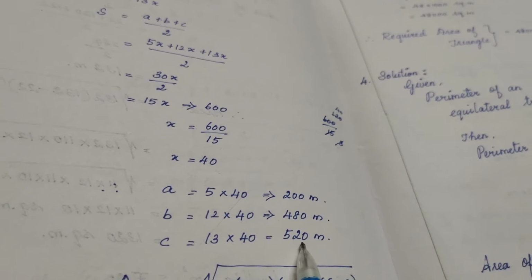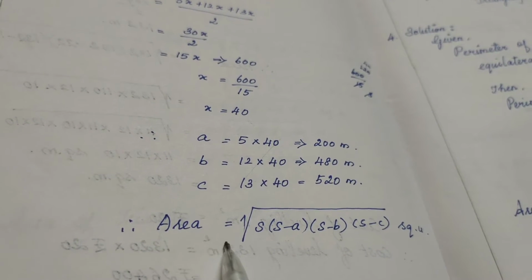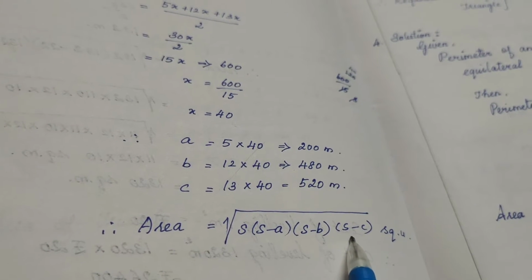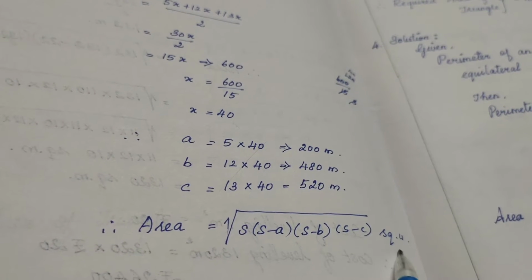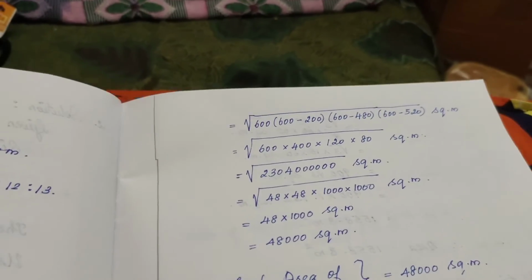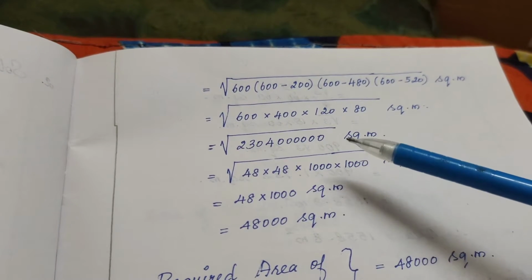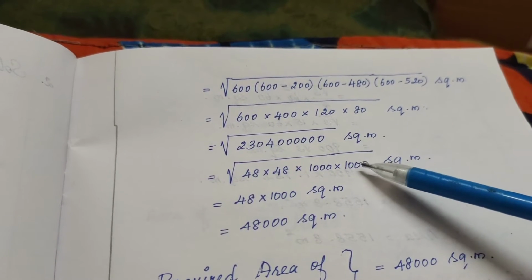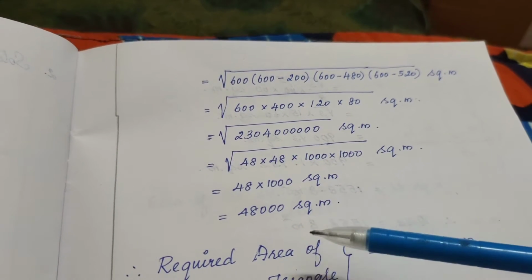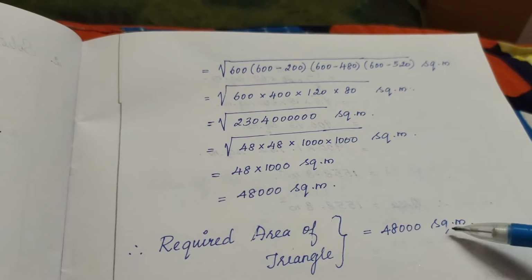Now we have to find the area of the triangular plot. That is area of a triangle equal to root of S into S minus A into S minus B into S minus C square unit. Then in the next step we are substituting the values of S and A. From this we are getting the value, and then while taking the square root we are getting 48,000 square meter. So the required area of triangle equal to 48,000 square meter.